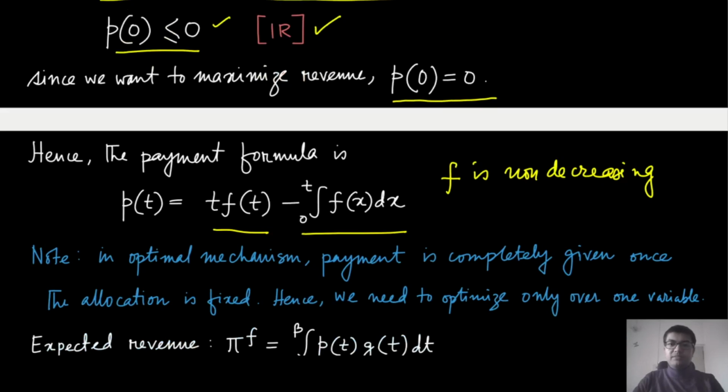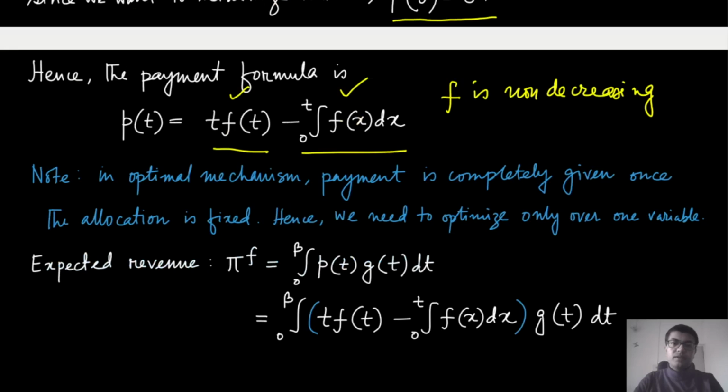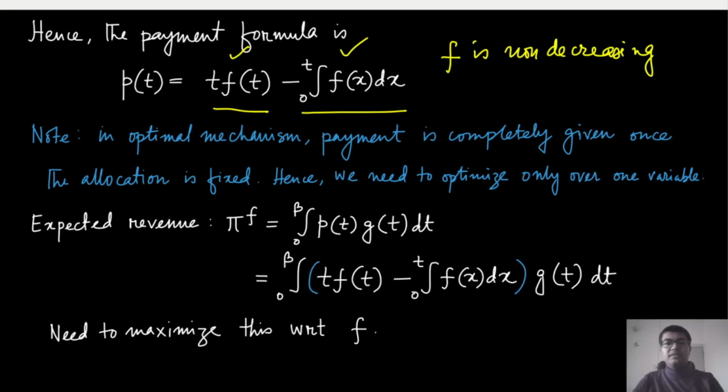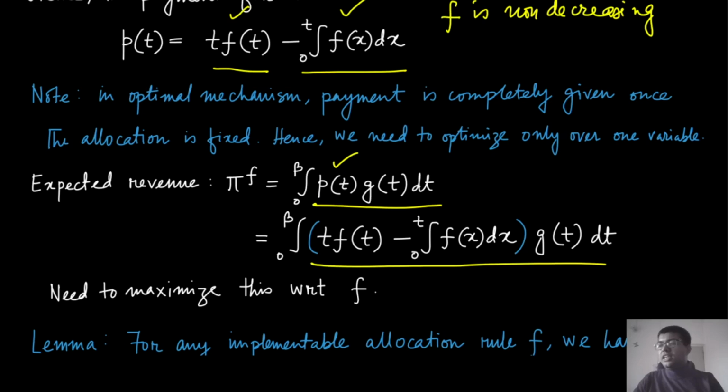Now in the optimal mechanism, after this simplification, we see that even the payment is only dependent on this f. The moment you fix an f, the payment is already fixed, and therefore the optimization problem to find the optimal mechanism is just to find that optimal allocation function f. So the expected revenue, if we plug the value of p(t) into this expression, then we get this expression, and this is the expected revenue under this mechanism, and we want to maximize this with respect to an f which is non-decreasing. That is the requirement for incentive compatibility.